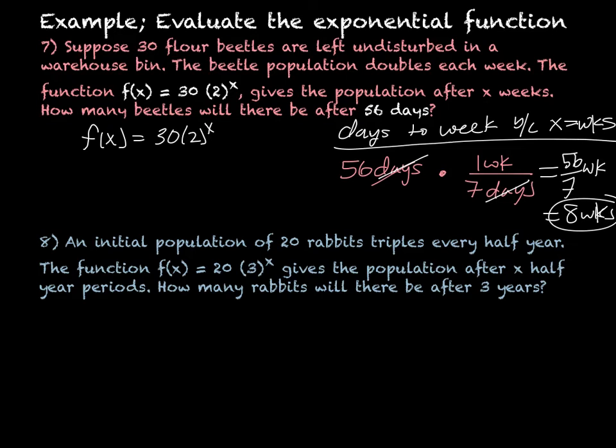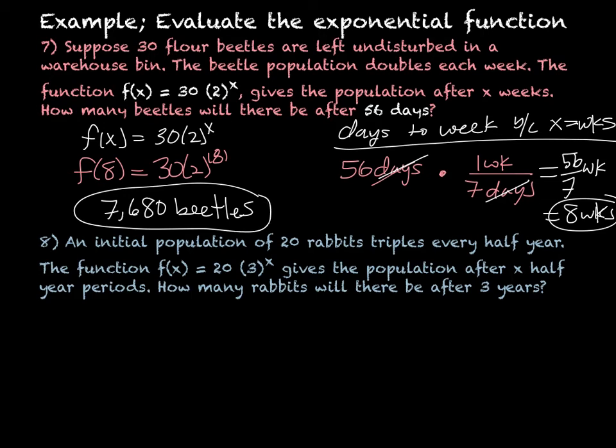So I'm going to put in 8 for x. So I'm finding f of 8. That would be 30 times 2 to the 8th power. When you type it in the calculator, type it as 30 parentheses 2 parentheses caret 8. And then you would get 7,680 beetles after 8 weeks.